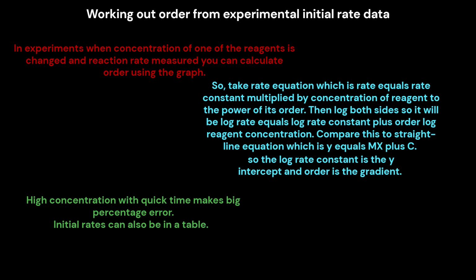In experiments, when the concentration of one of the reagents is changed and the reaction rate measured, you can calculate the order using a graph. So, take the rate equation, which is rate equals rate constant multiplied by concentration of reagent to the power of its order, then log both sides. So it will be log rate equals log rate constant plus order times log reagent concentration. Compare this to the straight line equation, which is y equals mx plus c. So the log rate constant is the y-intercept and the order is the gradient.